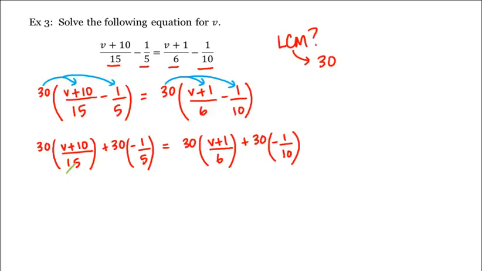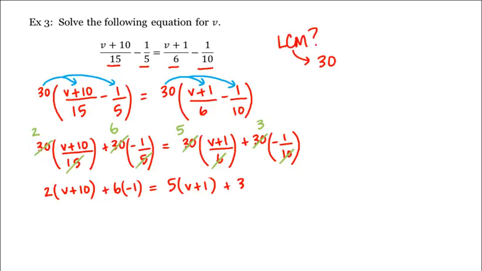Now 15 goes into 30 2 times, so we'll have a 2 left here. 5 goes into 30 6 times, so we'll have a 6 left here. 6 goes into 30 5 times, we'll have a 5 left here. And 10 goes into 30 3 times, we'll have a 3 left here. And now our equation has simplified as follows: 2 times v plus 10 plus 6 times negative 1 is equal to 5 times v plus 1 plus 3 times negative 1. And we've eliminated the fractions.